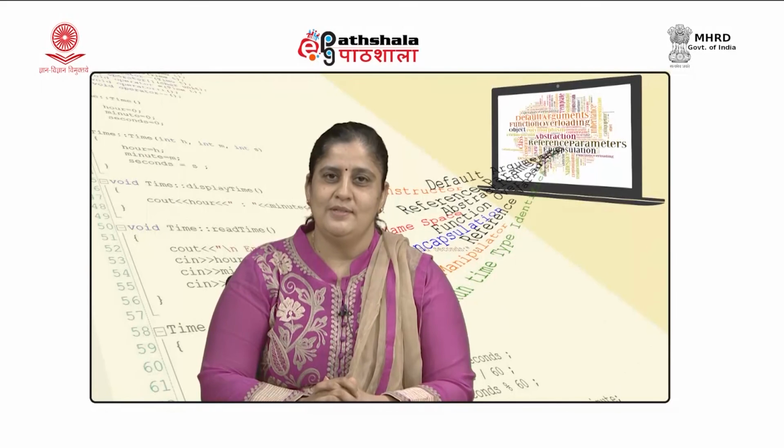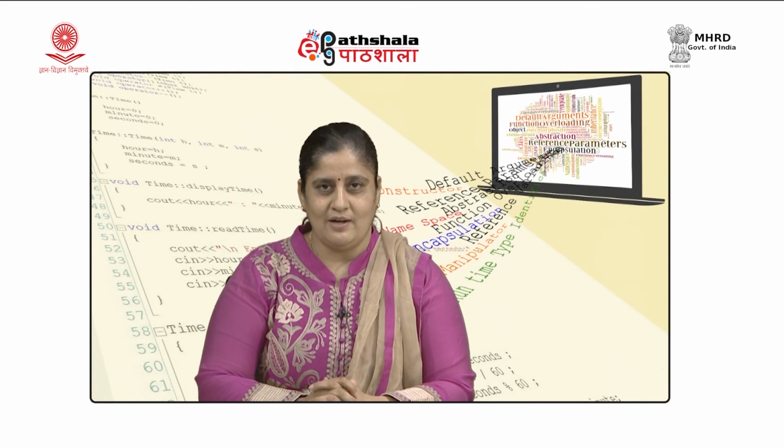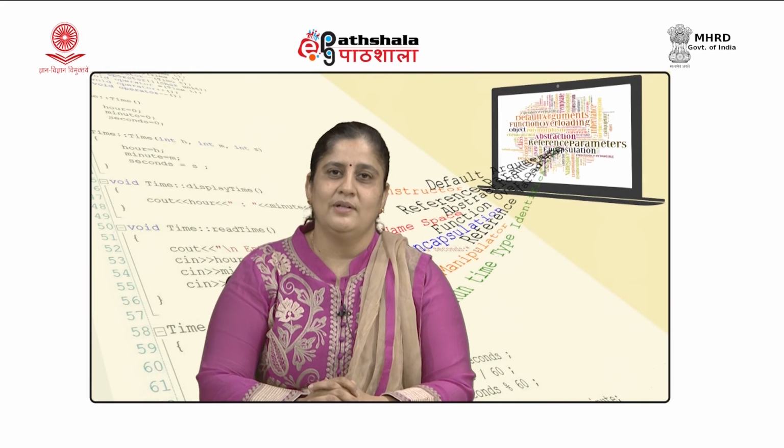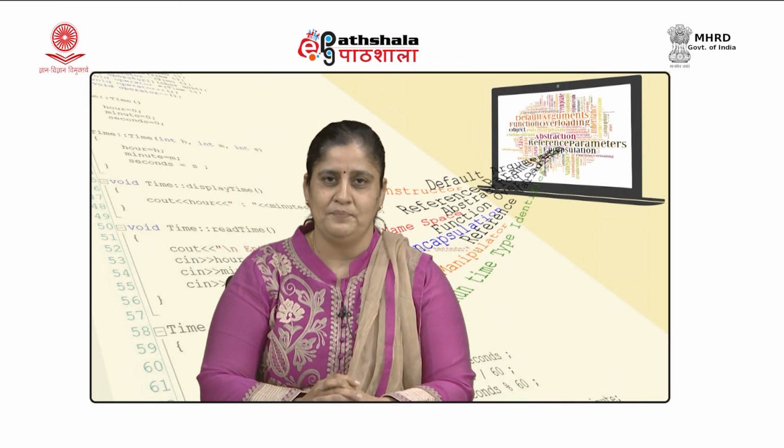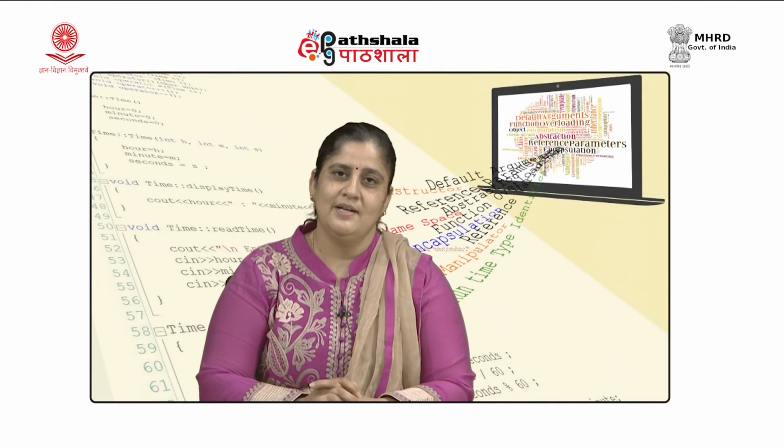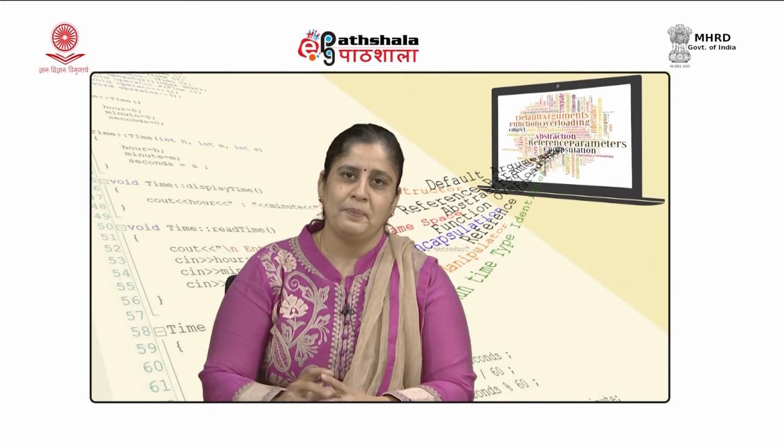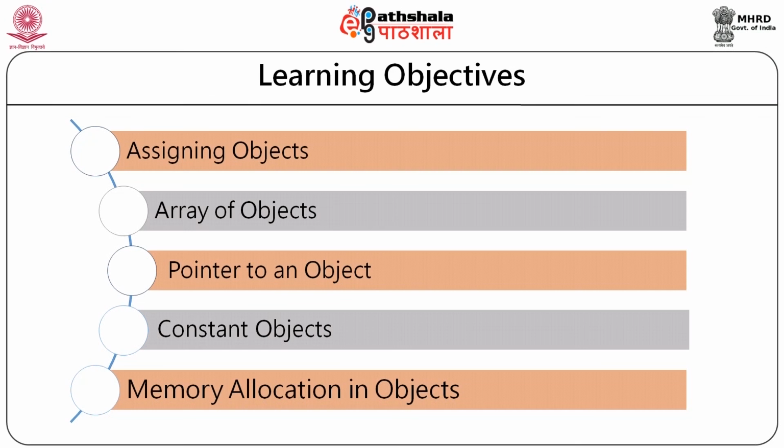In the previous modules, we discussed the anatomy of the classes. We learnt about static data members, nested classes, local classes and a few other things about classes and objects. Now, in this module, let us learn a little more about classes and objects. We will discuss how the assignment of objects takes place, how we define an array of objects, how we define a pointer to an object, what are constant objects, and a little bit about memory allocation in objects.